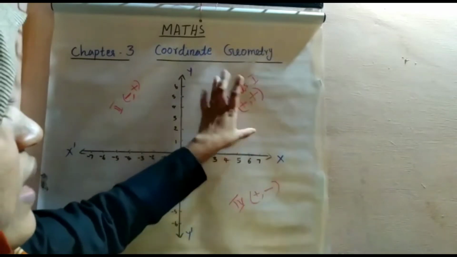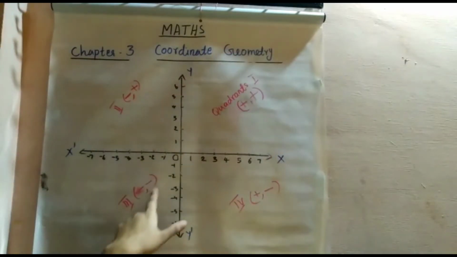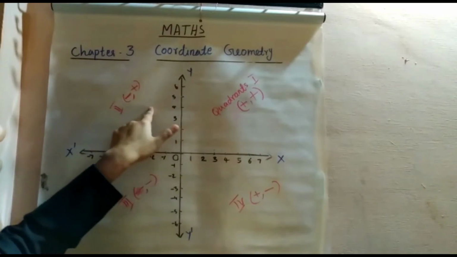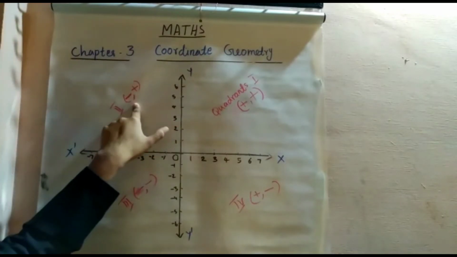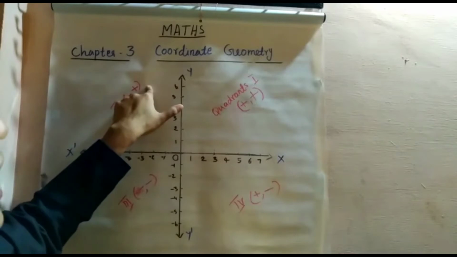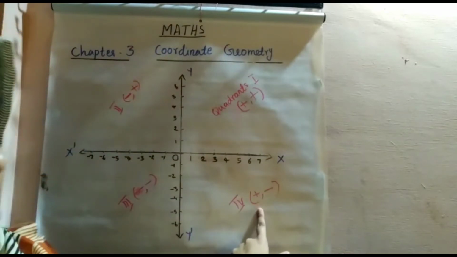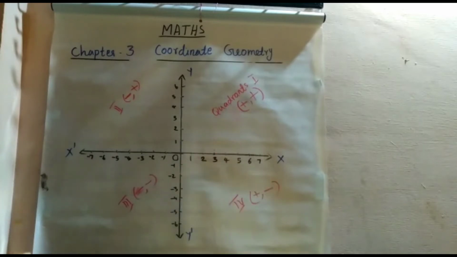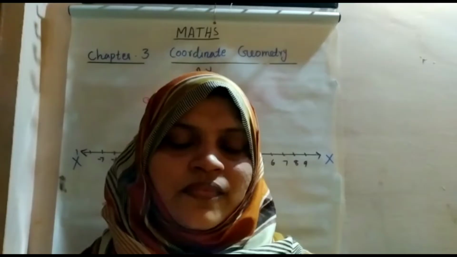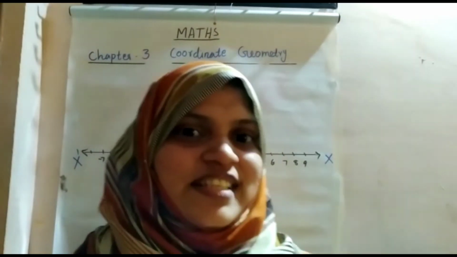Okay, so first quadrant both are positive, third quadrant both are negative, second quadrant x value negative and y value positive, fourth quadrant just opposite, x value positive, y value negative. Clear? Okay, dear students, let's discuss.